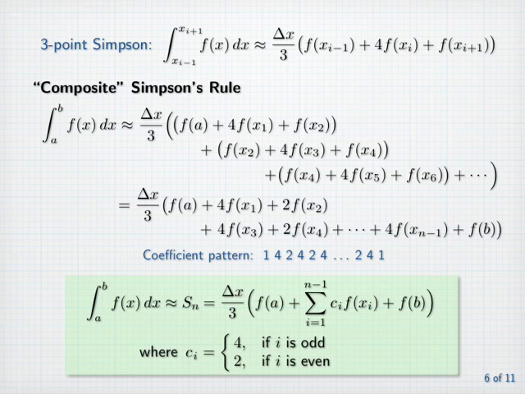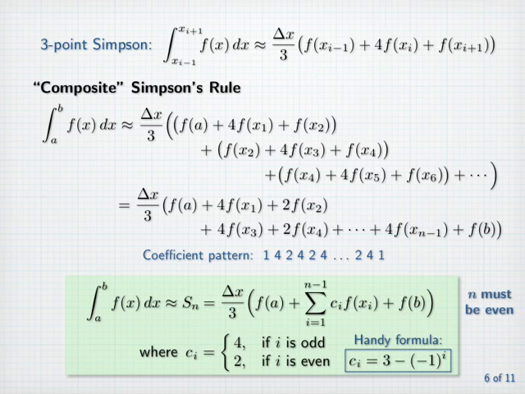It turns out that we can write this as c sub i equals 3 minus (-1) to the ith power. Notice if i is odd, this is 3 minus (-1), or 4, and when i is even, it is 3 minus 1, which equals 2. Now another thing that needs to be emphasized here is that since the rule is constructed by taking consecutive pairs of subintervals, we must have an even number of subintervals. In other words, n must be even here in order for our coefficient pattern to work out correctly.